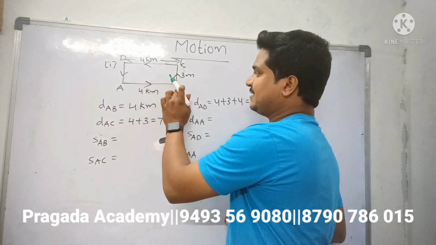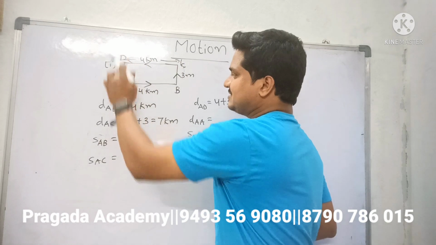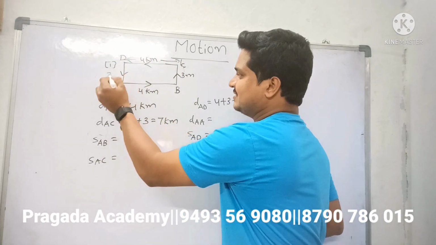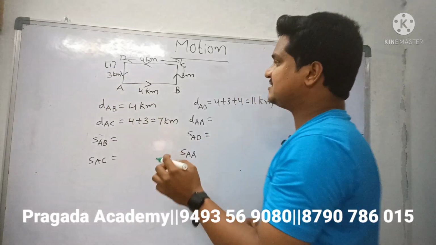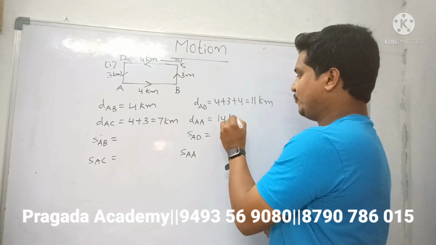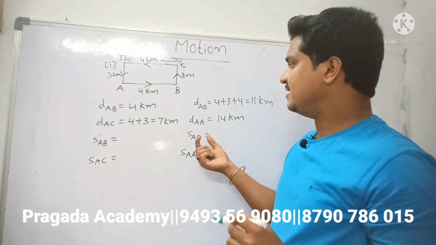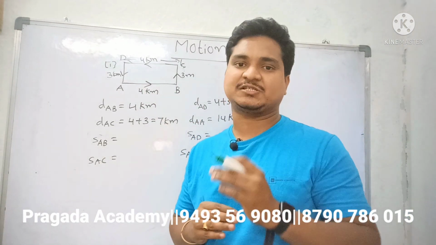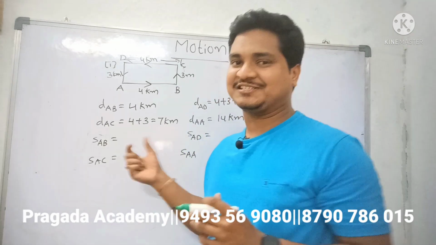We need to add AB plus BC plus CD plus DA. 4 plus 3 is 7, 7 plus 4 is 11, 11 plus 3 is 14. 14 kilometers will be the distance from A to A. To find the displacement, here we need to apply the shortest distance concept.